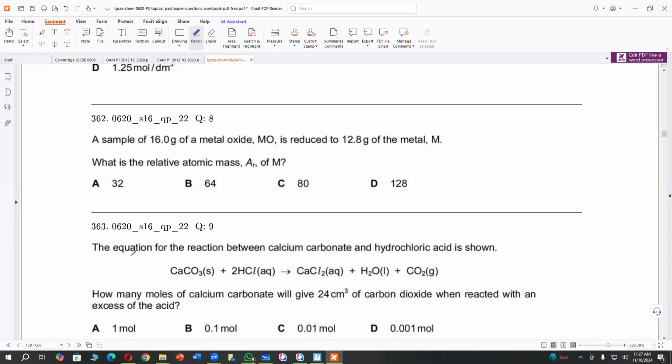Now, can you look at this question? A sample of 16 gram of a metal oxide. Now, this question is matching with your book. Can you check the book from where you sent me the picture? The same question is here. So can you please join from here? Okay.